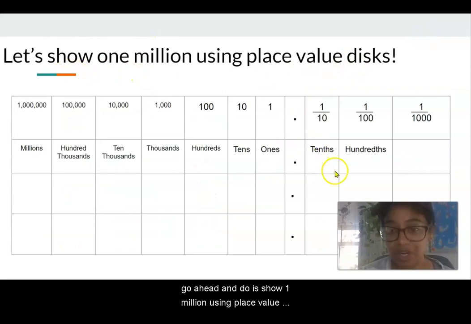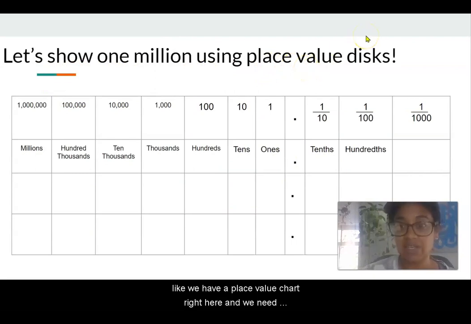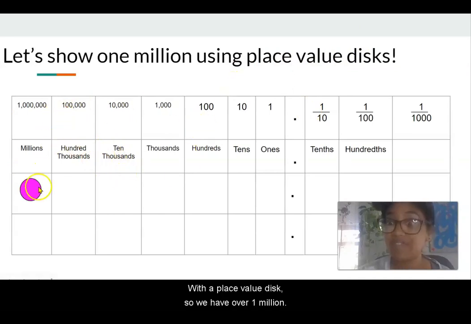The first thing we're going to do is show 1 million using place value disks. So let's see what that's going to look like. We have a place value chart right here, and we need to build and show 1 million on this place value chart. And it's a place value disk. So we have 1 million.